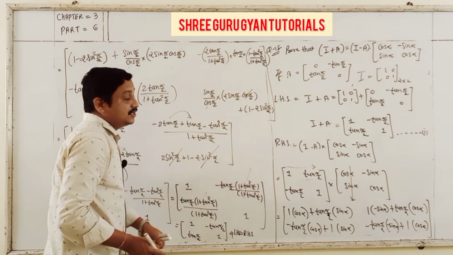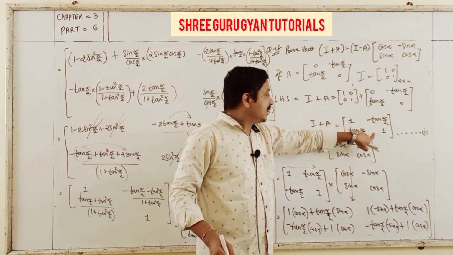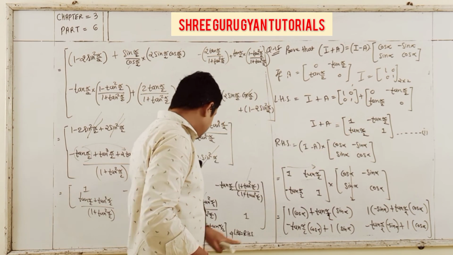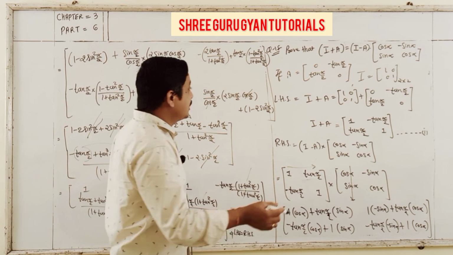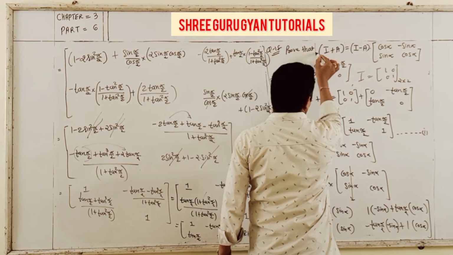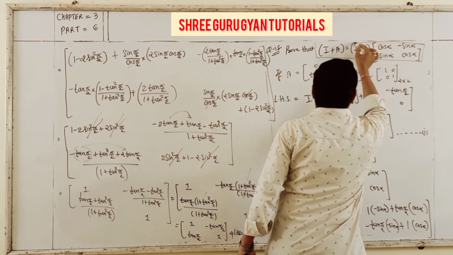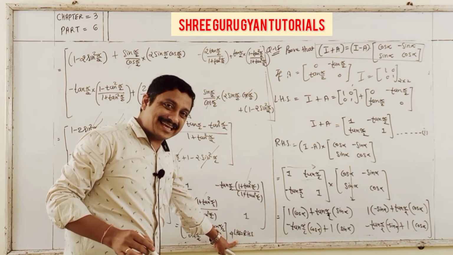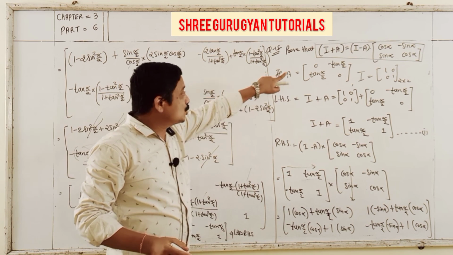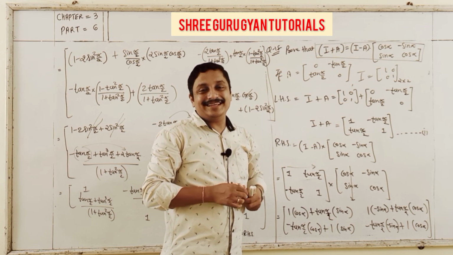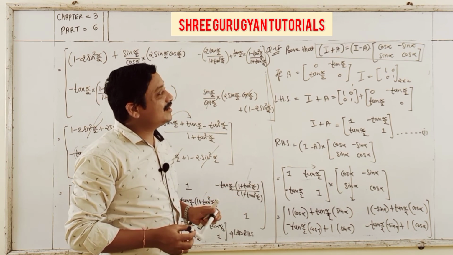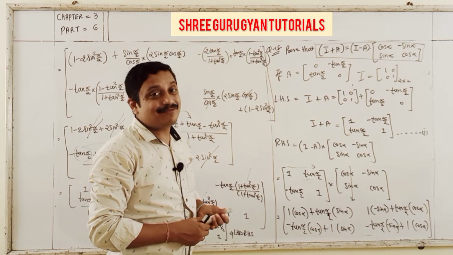Check. This is your LHS, no? That answer and this answer are equal. So at the end of this sum you will write this statement again in the exam. Yes, after both calculations, LHS equals RHS, we have shown that therefore I plus A is equal to I minus A into cos alpha sin alpha, minus sin alpha cos alpha.